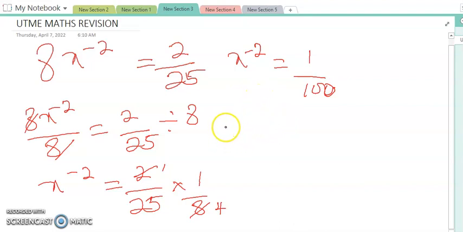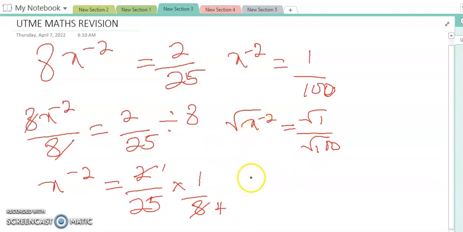If we find the square root of both sides, we have square root of x raised to power minus 2 equals square root of 1 over square root of 100. So what do we have? Square root of x raised to power minus 2 will give me x raised to power minus 1. Square root of 1 will give me 1. And square root of 100 will give me 10.